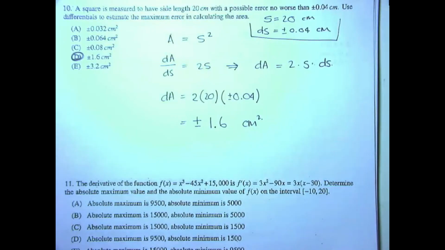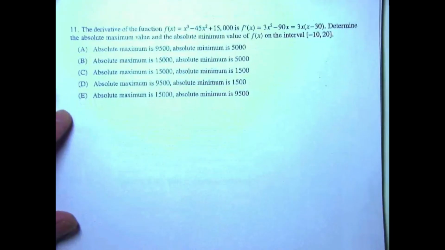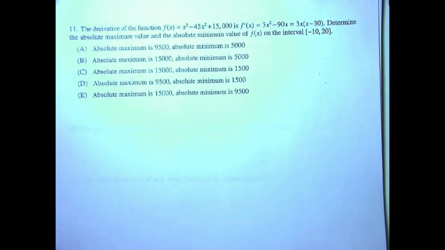All right, number 11 says that the derivative of a function f of x, again, is given by 3x squared minus 90x. So they give us the function, they give us the derivative, and they go ahead and proceed to factor it for us. Determine the absolute maximum value and the absolute minimum value.